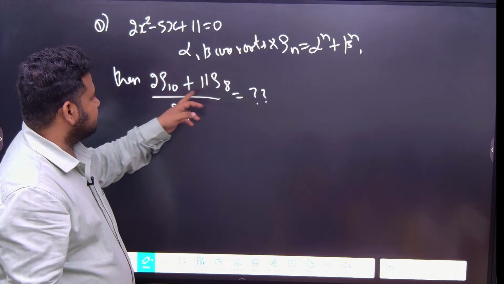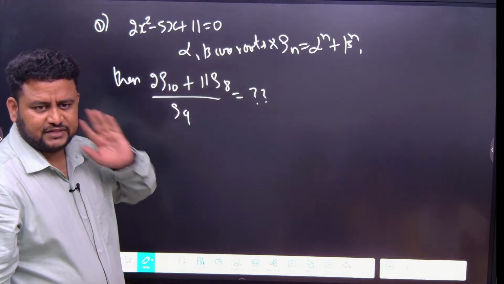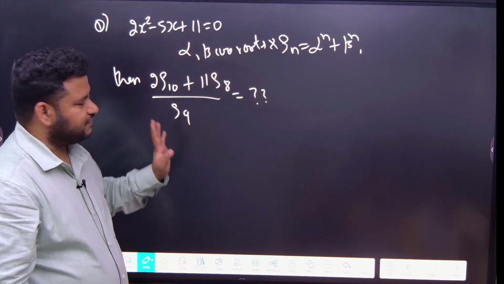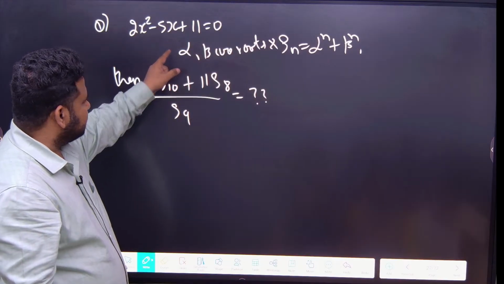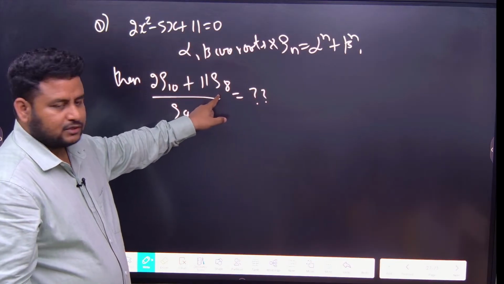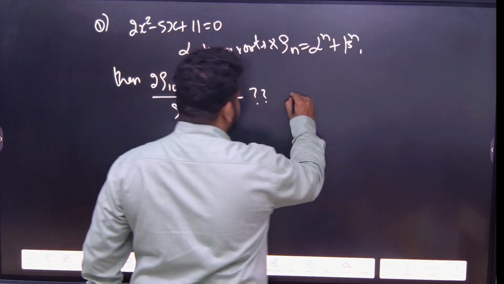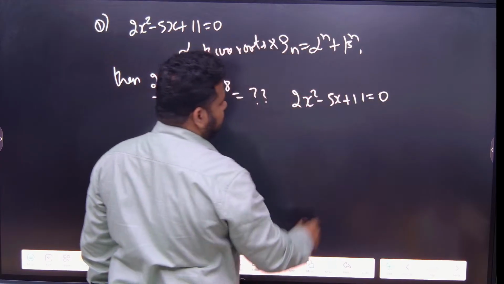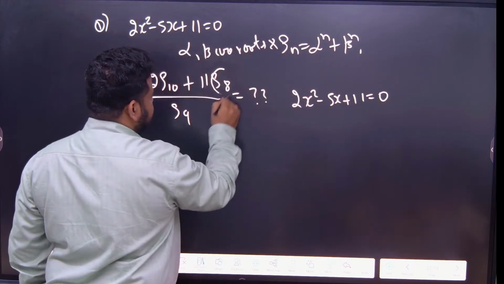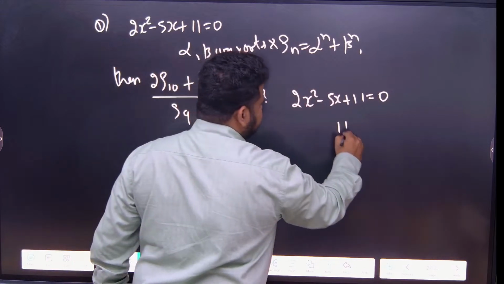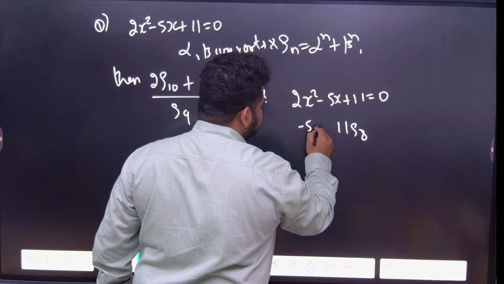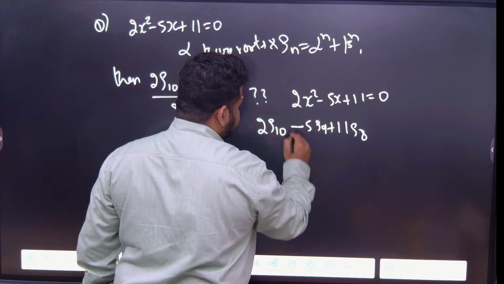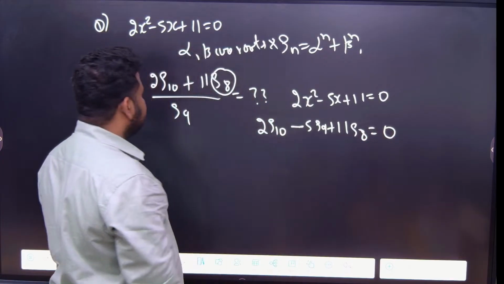So 2S10 plus 11S8 by S9 is the question. Now when they give like this, S10 is there, S8 is there, S9 is there. For the constant value, you have to take the least one. Write the equation as it is: 2x square minus 5x plus 11 is equal to 0. Wherever the constant is there, you take the least value, that is S8. So this will become 11 into S8 minus 5 into S9 plus 2 into S10 is equal to 0.